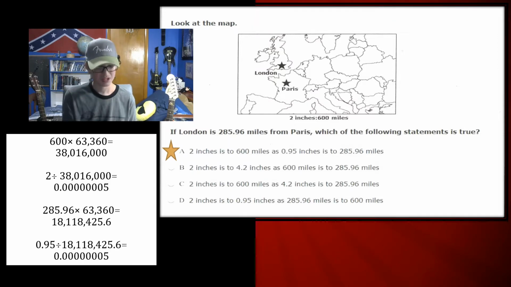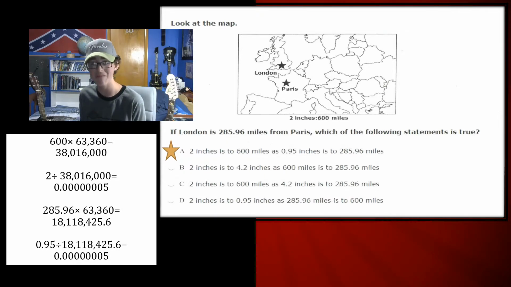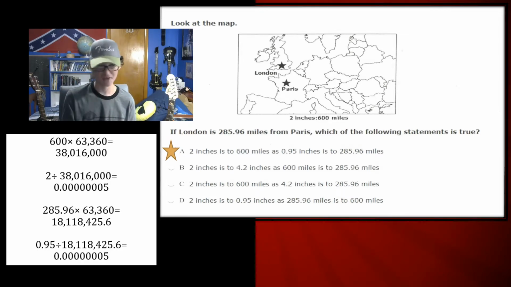So, that's the number for the first half. Now the second half, 600 miles is to 285.96 miles, okay? Now if you divide 600 by 285.96, that'll give you 2.0981955. Those are not it. Those don't look the same to me. B's not the answer. C, okay? Maybe that could be it. I think A is, but C could be it. You never know. I could be wrong.